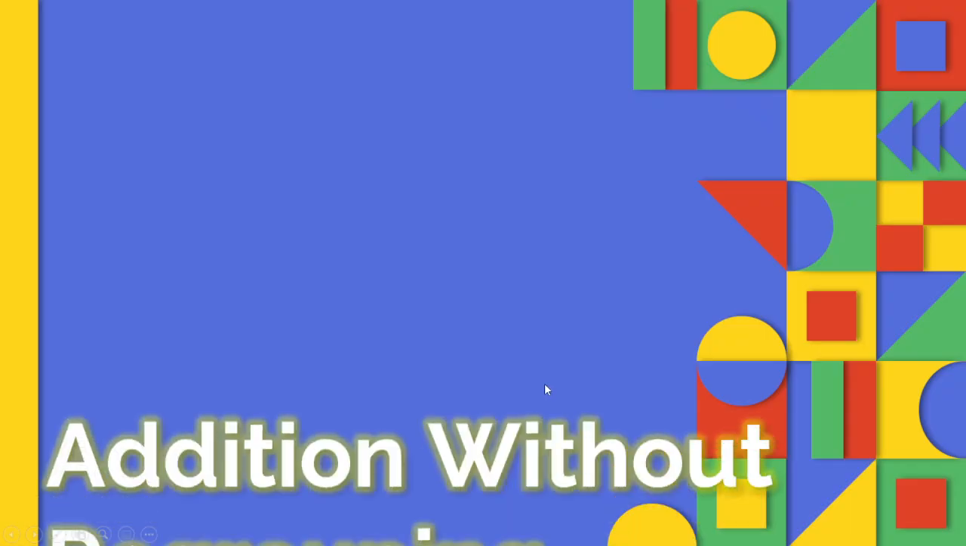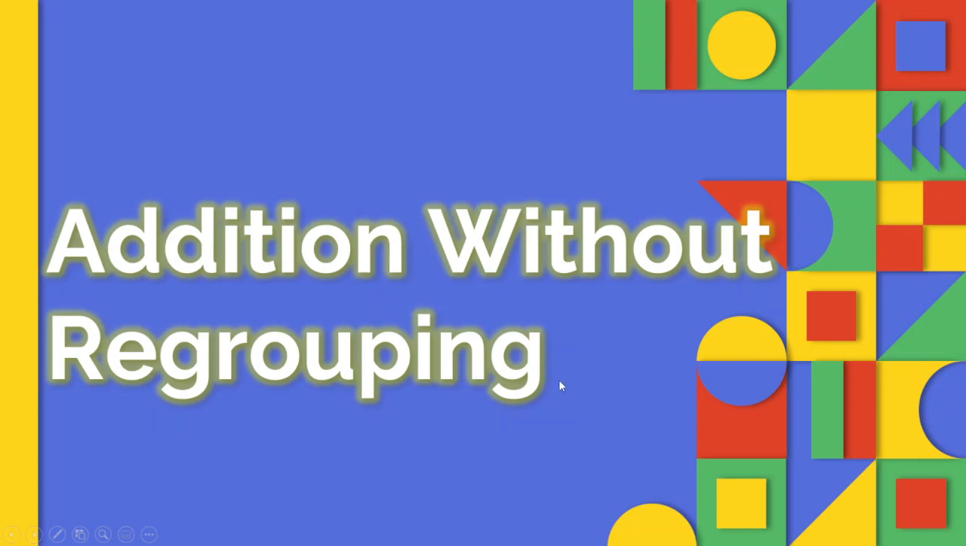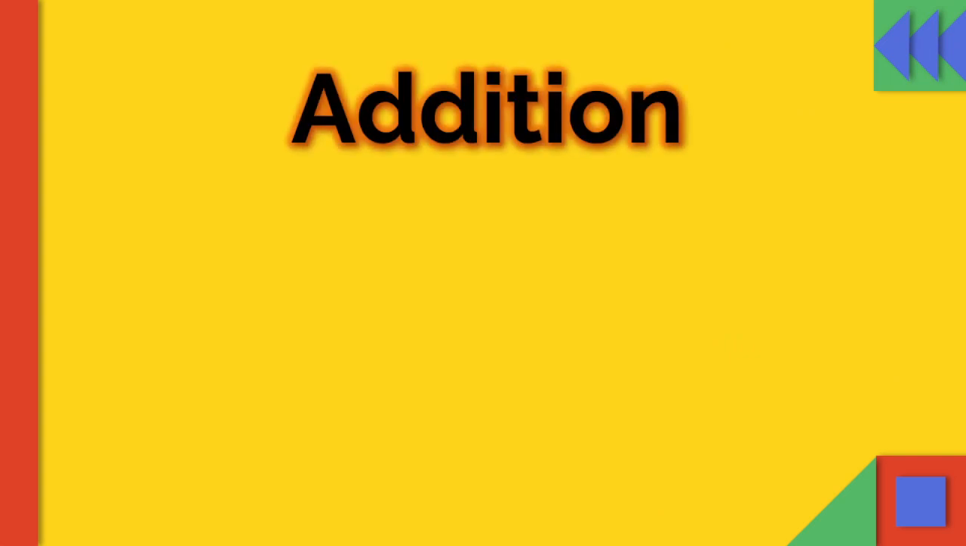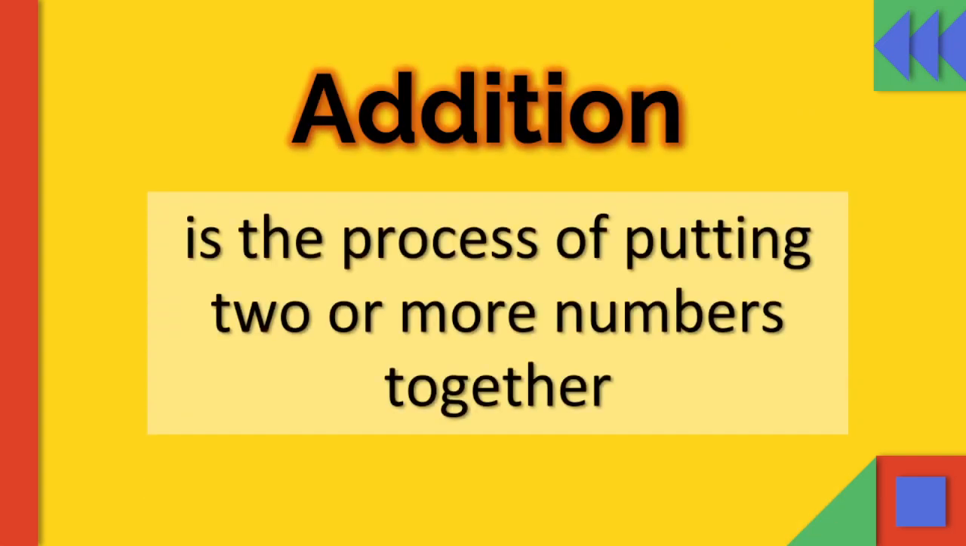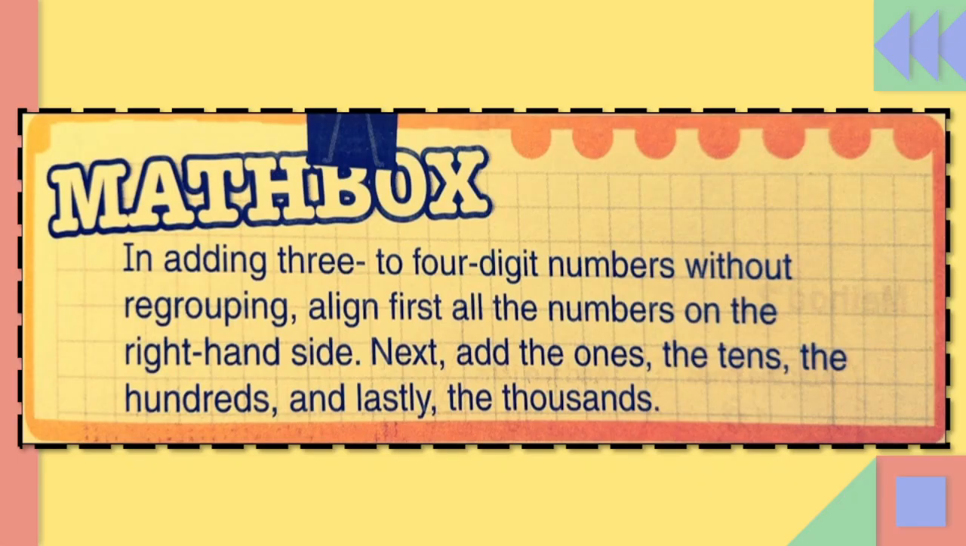We could now proceed to addition without regrouping. Addition without regrouping means there will be no number to be carried over to the other number. So let's proceed. How do we add? Addition is the process of putting two or more numbers together. In adding 3 or 4 digit numbers without regrouping, align first all the numbers on the right-hand side. Papantayin nyo daw yung mga numbers sa right. Next, add the ones, the tens, and the hundreds, and lastly, the thousands.